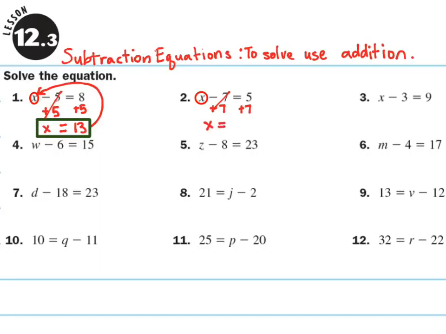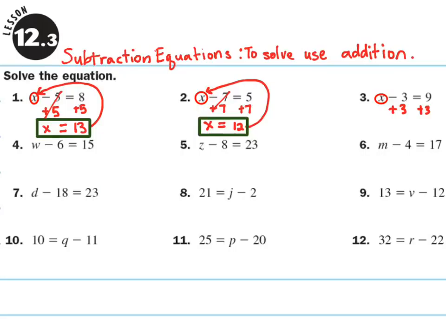On the opposite side, we have 5 plus 7, which is 12. We put it back into the original equation, and yes, sure enough, 12 minus 7 is 5. So we box our answer. Finally, on problem number 3, we see that x is our variable once again, and we're subtracting 3, so we're going to do its opposite by adding 3 to both sides.